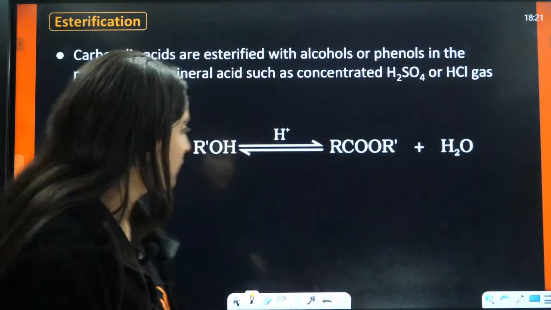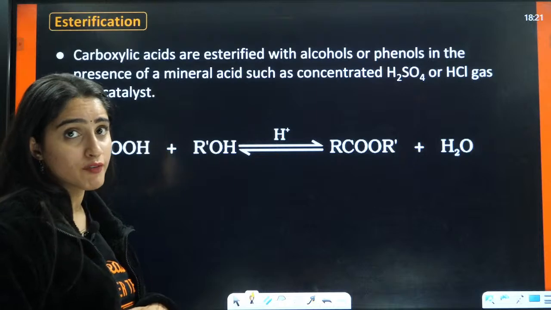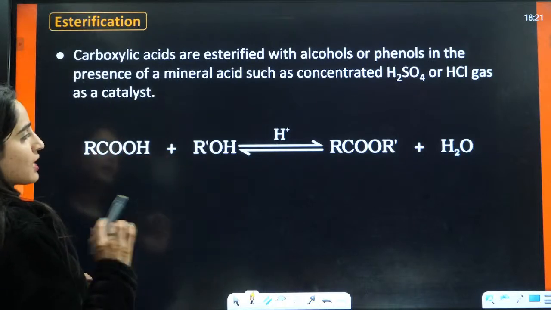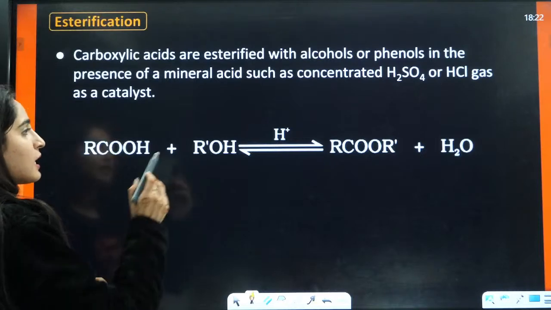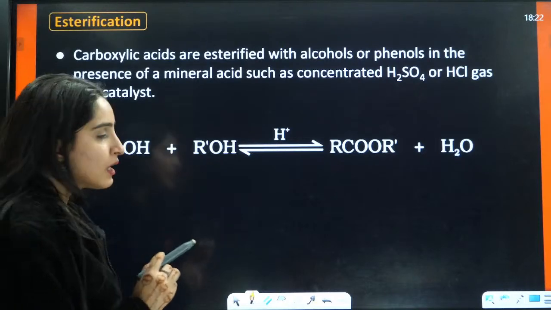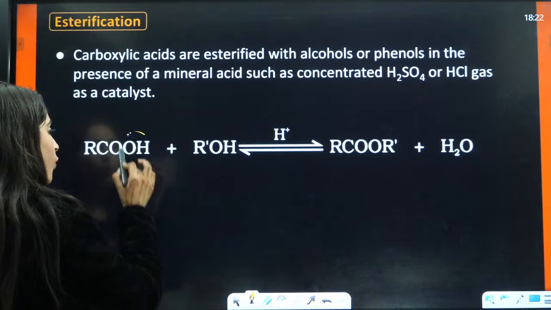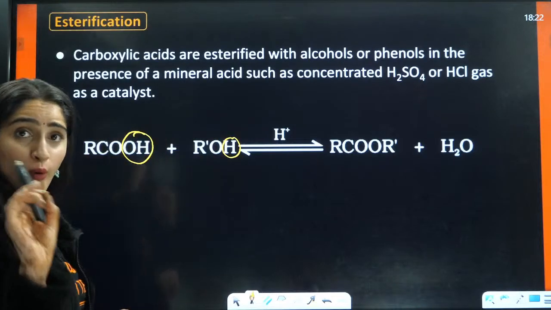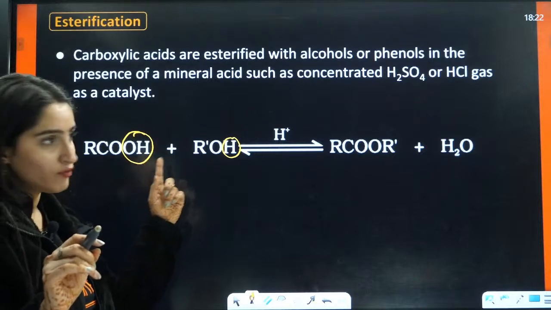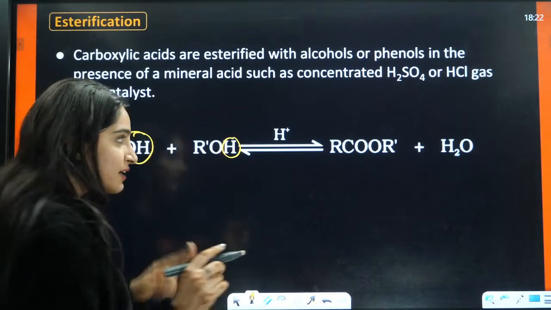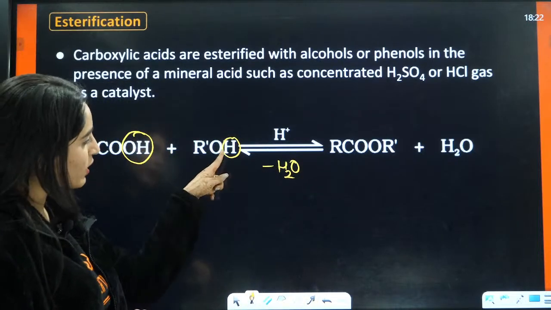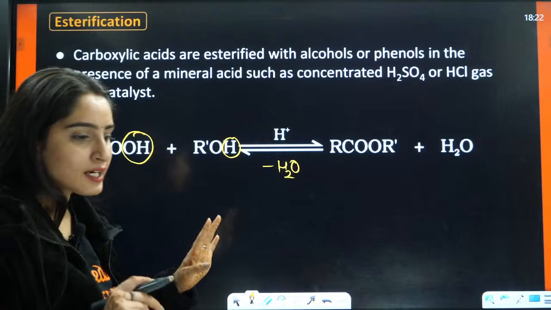What will happen? You will have a carboxylic acid and you will have R-OH, right? In the acidic medium, OH will leave from here and H will leave from here. That is how water will be eliminated, not OH from here and H from here, right?